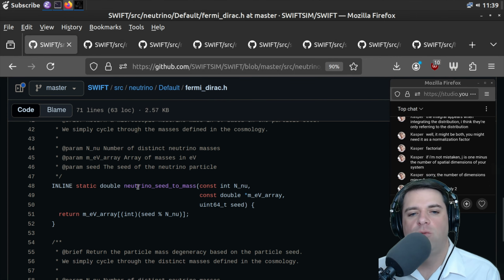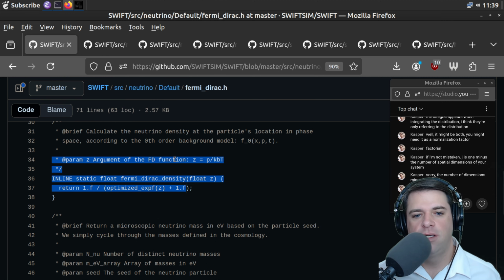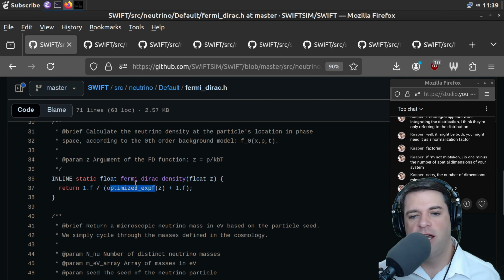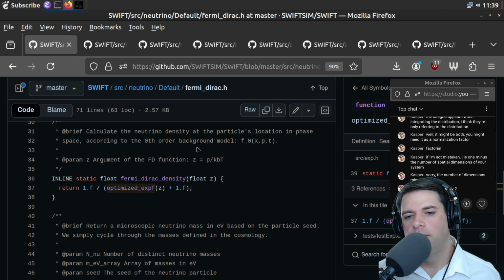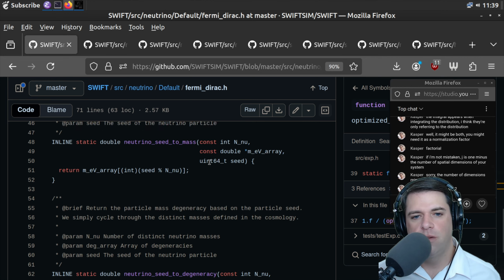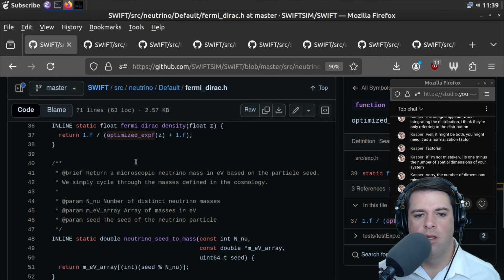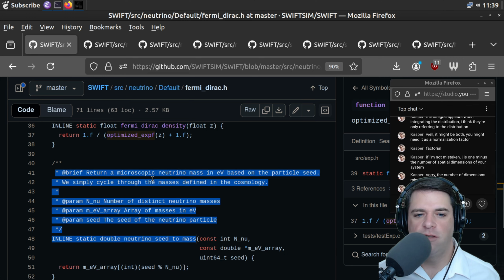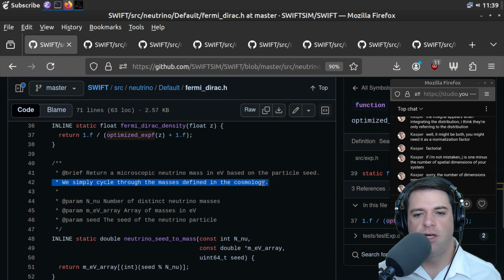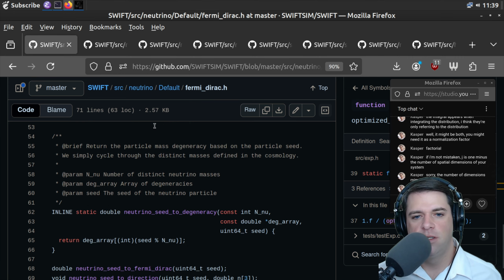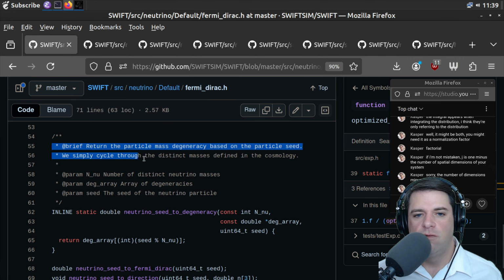Okay, so that's the Fermi-Dirac density. We've got some optimized XF. I don't know what F means, but I'm guessing that it's an exponential function. z is a float and not a complex number. And then we've got this thing, neutrino C to mass. Return a microscopic neutrino mass in electron volts, I think is probably what eV means, based on the particle seed. We simply cycle through the masses defined in the cosmology. And so on. Return the particle mass degeneracy based on the particle seed.